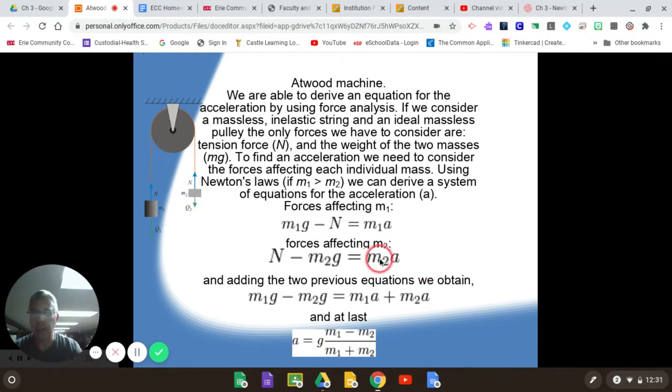Now, these two accelerations, this one and this one, should be the same because they're attached on a string that is non-elastic. So by adding the two previous equations together, we get m1g minus m2g equals m1a plus m2a, and at last we get a, the acceleration of the masses, is equal to gravity, 9.81, times mass 1 minus mass 2 over mass 1 plus mass 2. All right, some interesting algebra there, but it's not too bad.